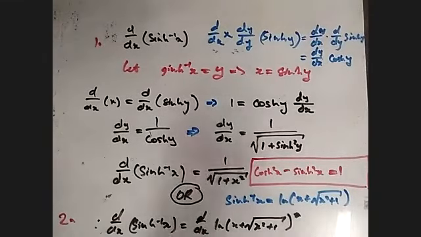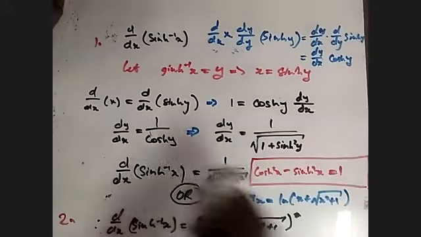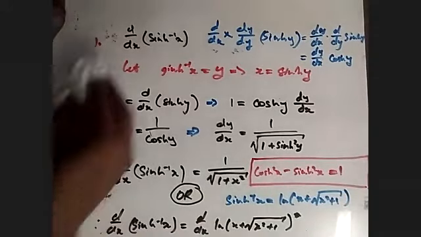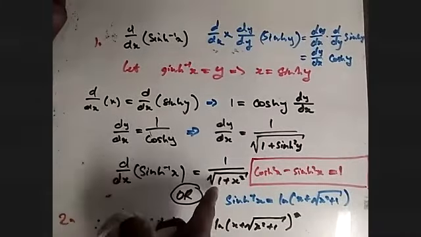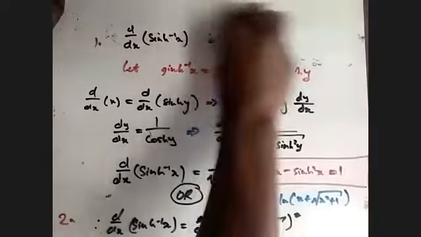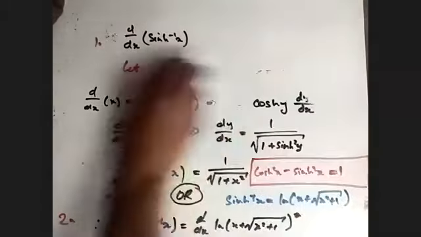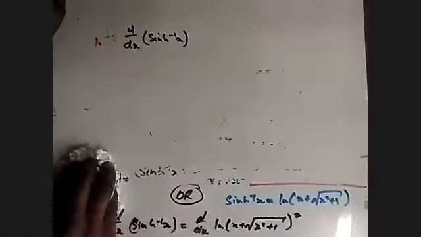Let me just redo the whole thing such that somebody who didn't understand it can get it again. So suppose that they say find the derivative is equal to this. Okay, let me just write it. Show that or prove that these things are equal.